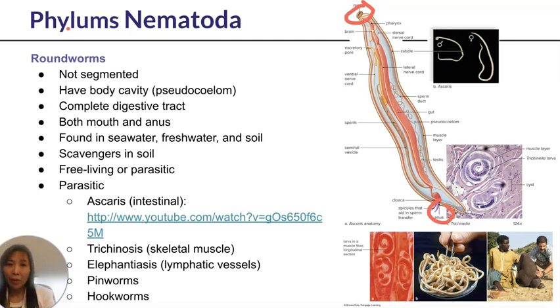So some examples of parasitic would be hookworms, pinworms, and then similar to the ones that we saw in lab, it can be a parasite and lead to a situation like this illustration right here, where this man has elephantiasis due to roundworms that are infecting him and clogging up his lymphatic vessel, which results in just a lot of swelling.